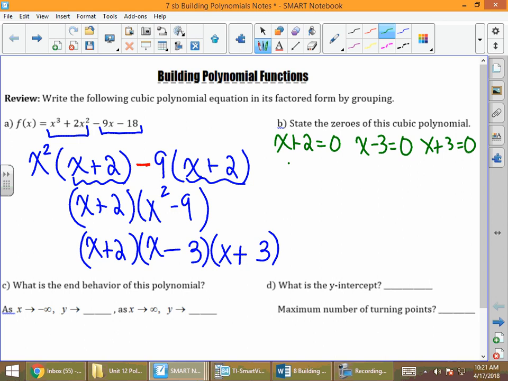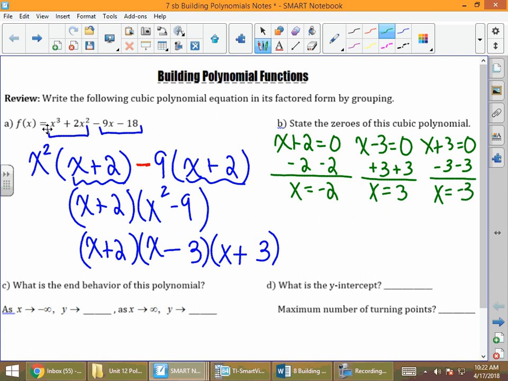And when we subtract 2 from both sides, we get x equals negative 2. When we add 3 to both sides, we get x equals 3. When we subtract 3 from both sides, we get x equals negative 3. And those are our 3 roots, our x-intercepts, our zeros of the function, as the wording says.